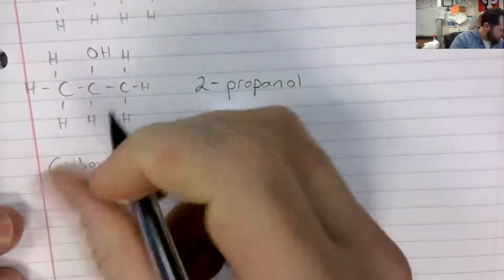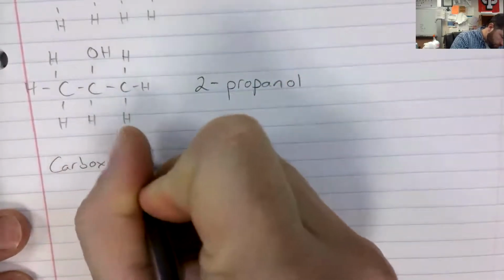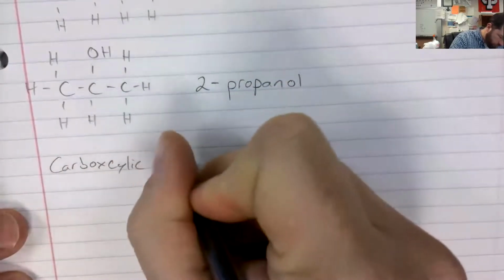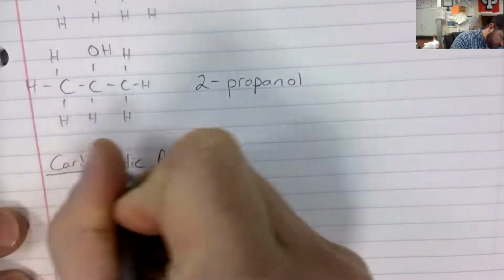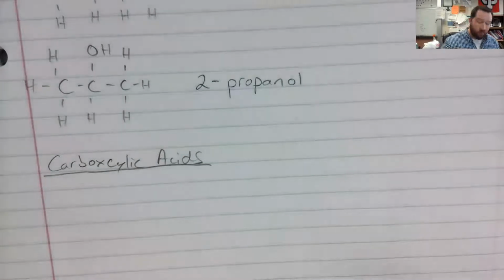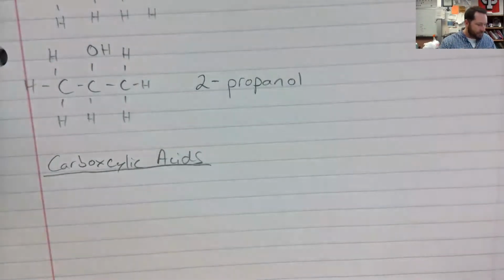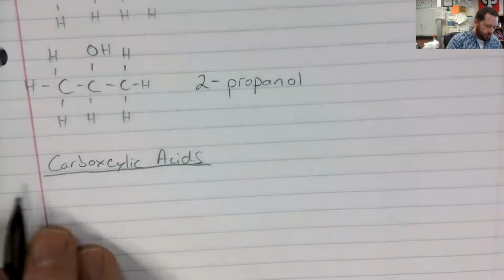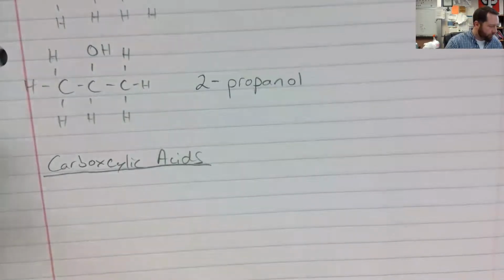Our next functional group are called carboxylic acids. Again, we're only going to cover 2 for this class. If you would like to know more, if you like this stuff, you can always take our semester-long class next year. Our second group is called the carboxylic acid.